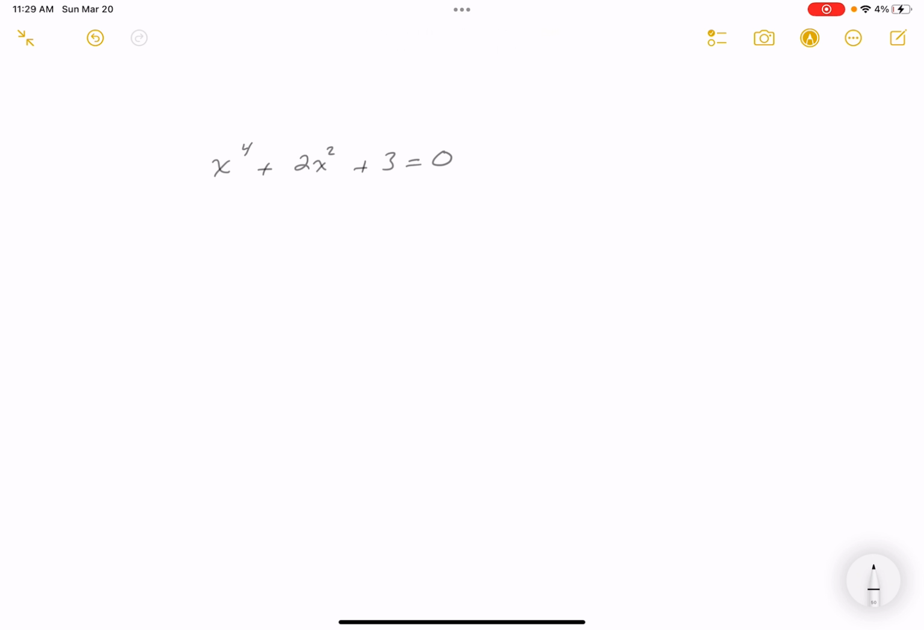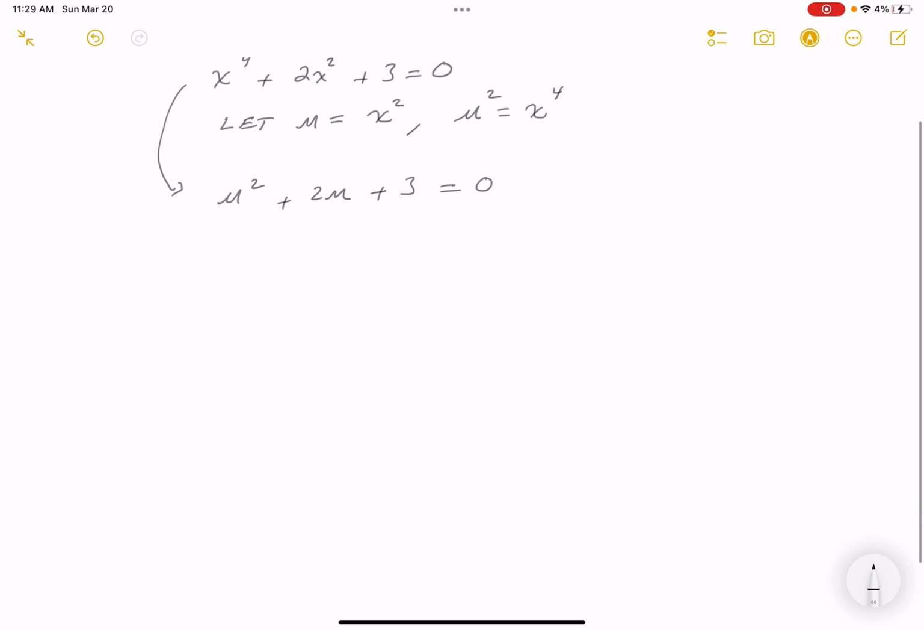All right, now I'm kind of looking at that. It looks like it's factorable, but it's not with my fingers anyway. So I can make a substitution. I'm going to say let u equal x squared. Now, what does that mean? It means u squared would be x to the fourth. Let me write that down for you. So let's see. You would get u squared, we're making a substitution here, plus 2u plus 3 equals 0. And now I'm going to use quadratic formula to solve for u.